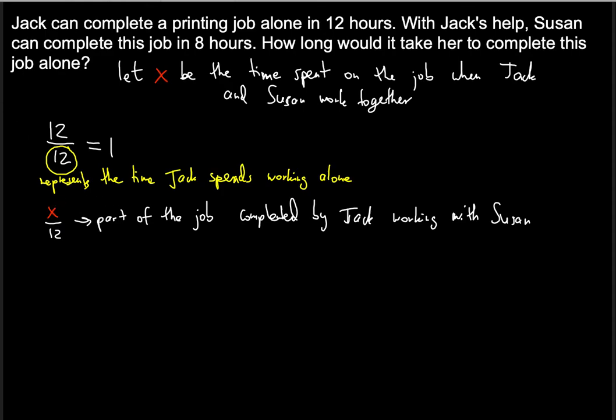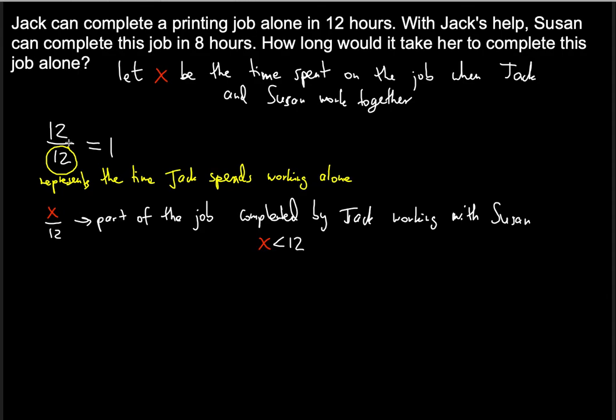And notice that X will be smaller than 12 for this reason, right? And it makes sense with the fraction, because we're talking about a proper fraction in which the numerator is smaller than the denominator, right? Because it will take him less time, right? X should be less than 12 because 12 is the time Jack spends working alone, 12 hours, like it says in the first sentence. So X should be less than 12 to show you the proper fraction that represents the part of the job completed by Jack working with Susan.